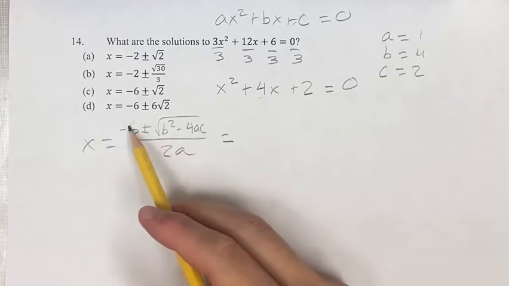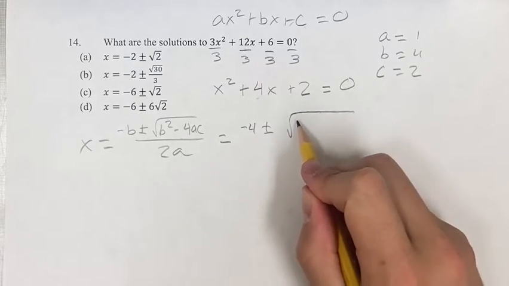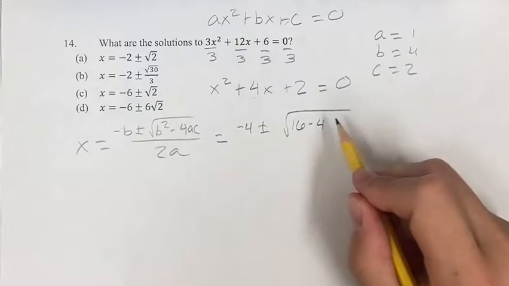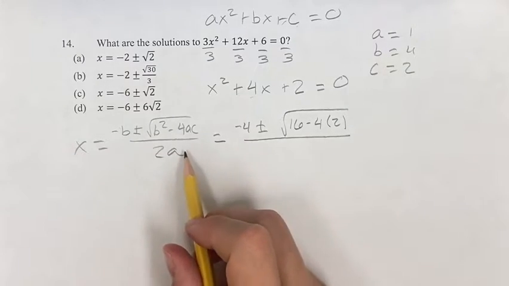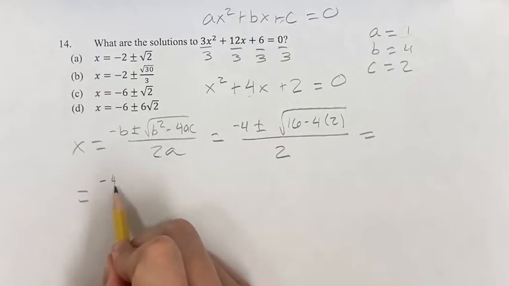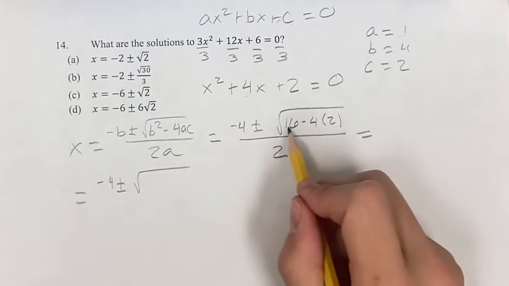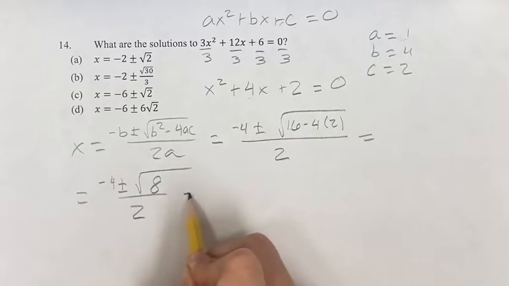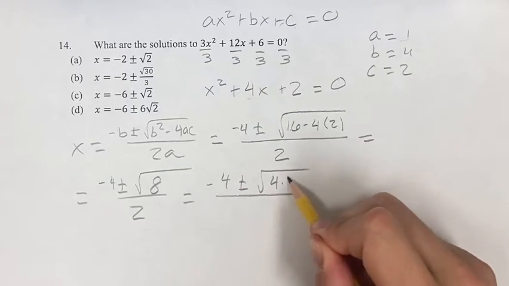So calculating this, we have negative b, so that's going to be negative 4, plus or minus b squared is going to be 4 squared, so 16, minus 4, a is 1, so 4 times 1, don't even really have to write the 1, times c is times 2, over 2a would be 2 times 1, so just 2, and this is equal to negative 4, plus or minus the square root of 16 minus 4 times 2 is 8, we have 16 minus 8 is 8. So we have negative 4 plus or minus the square root of 8 over 2. The square root of 8 is equal to 4 times 2.